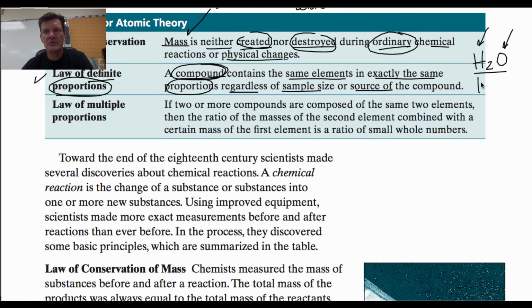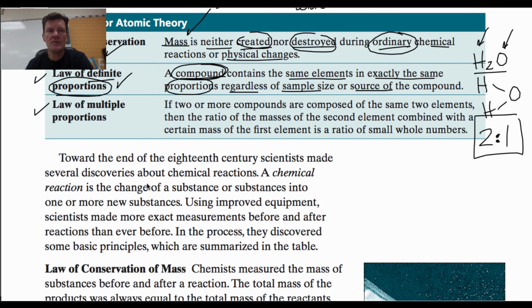2 atoms of hydrogen are going to be bonded to 1 atom of oxygen. That is always the case. They're always going to be bonded together in a 2 to 1 ratio. Always, always the case. Okay? So you should have this first law written down. You should have the second law written down. And again, you can put them in your own words and even use my example here.